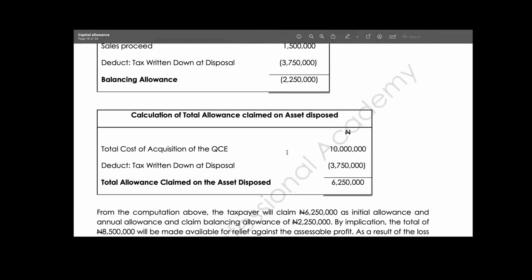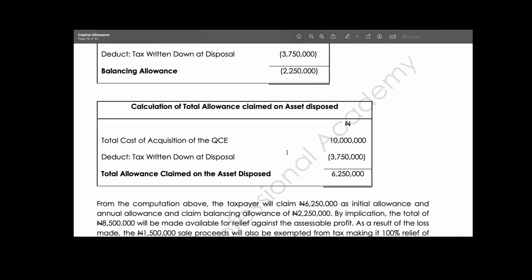Let's see it from this explanation. Total allowance claimed on the asset, we know how to calculate that, which is total cost of acquisition less tax written down value at disposal. We'll give you this. If you add these two together, you have 8.5 million.